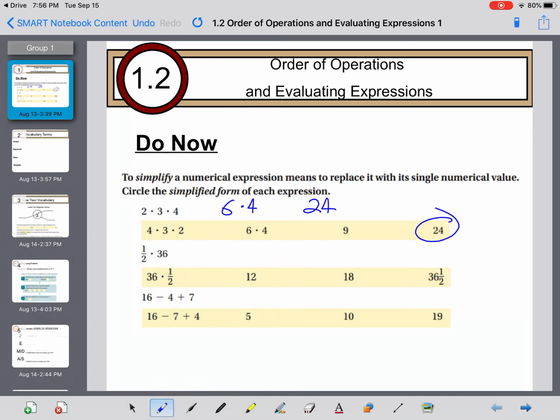Here we go. 1/2 times 36. Remember, multiplying by a half is the same thing as dividing by 2. So 36 divided by 2 is 18. 16 minus 4 plus 7. Well, 16 minus 4 is 12. And 12 plus 7 is 19.